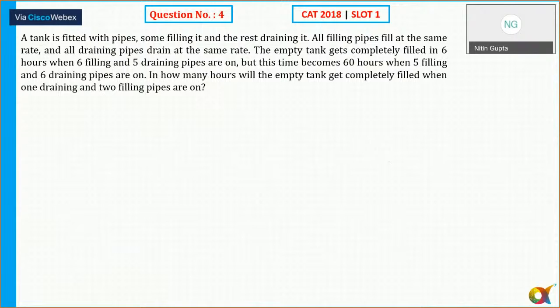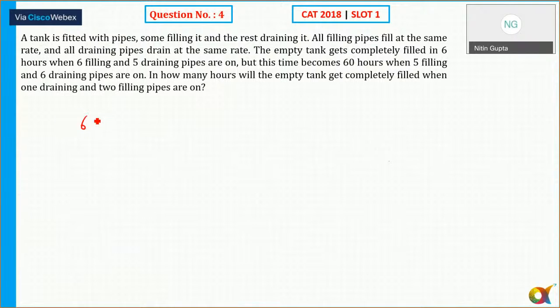When I read this question, I knew the exact method of solving it, because we had done lots of similar questions like in pipes and cisterns or time and work. A tank is fitted with pipes, some filling it and the rest draining it. It also says that all filling pipes fill at the same rate and all draining pipes drain at the same rate. The empty tank gets filled in 6 hours.